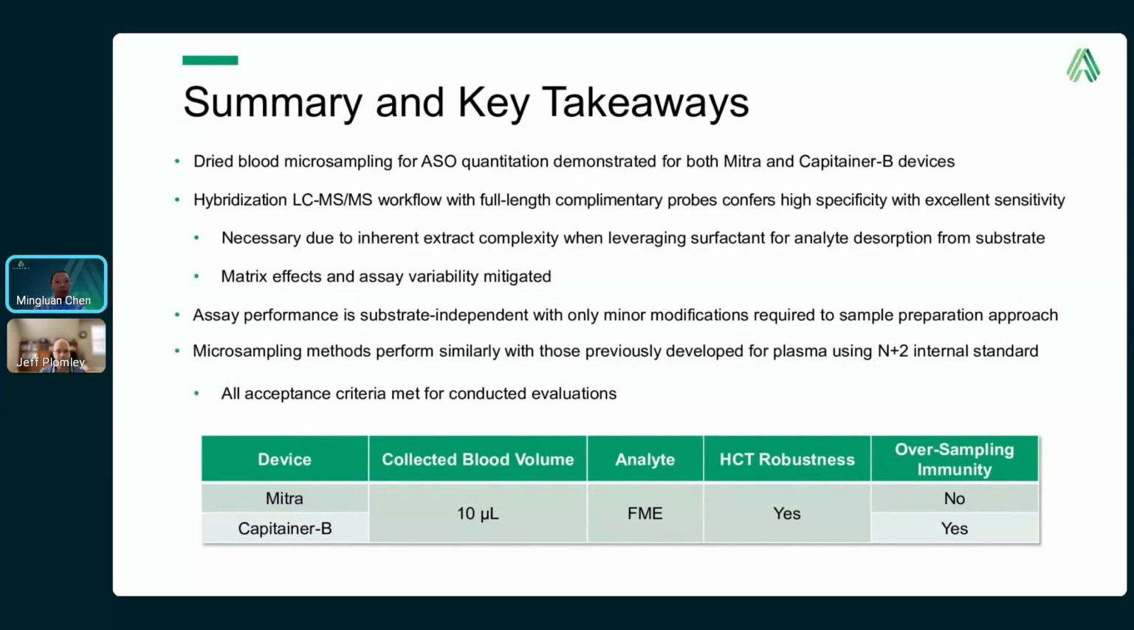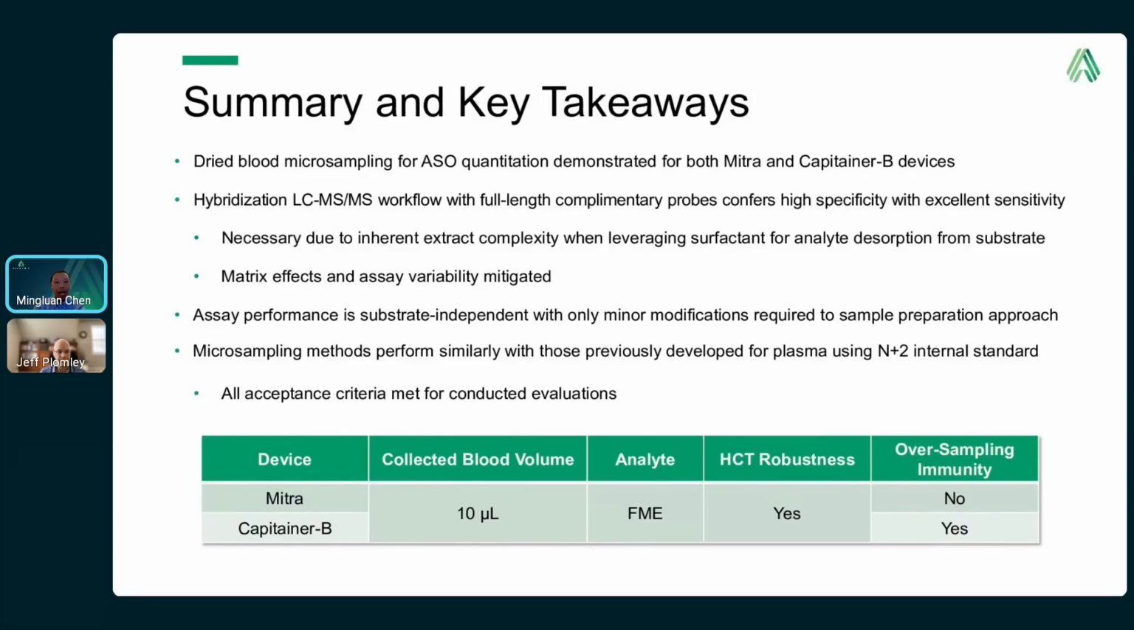All right, so in conclusion, our work demonstrates that microsampling combined with hybridization LC-MS enables sensitive, selective, and robust quantitation of antisense oligonucleotide. Both Mitra and the Capitainer B device perform well using only 10 microliter dried blood microsamples, a substantial reduction compared to a conventional plasma-based assay.